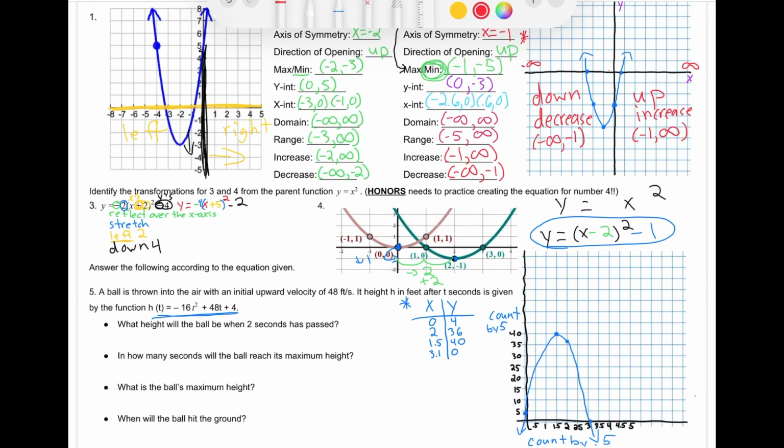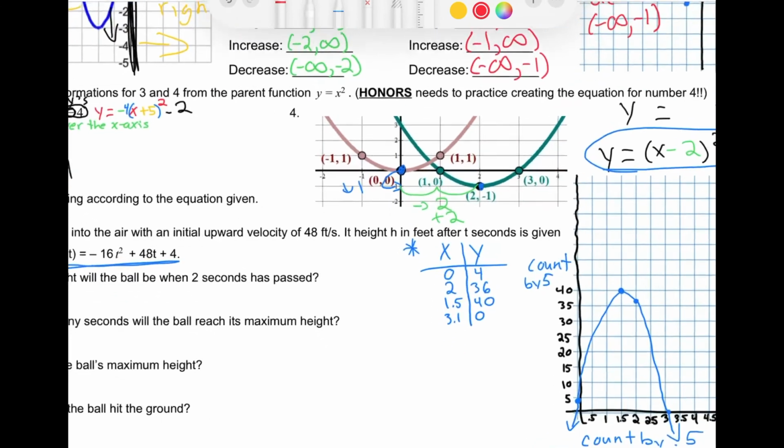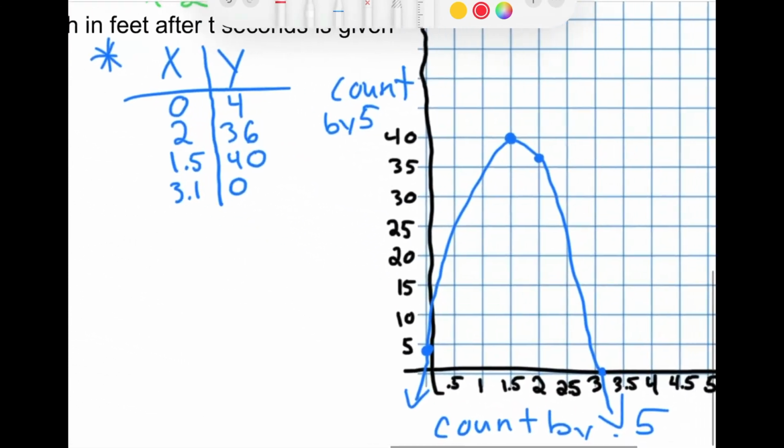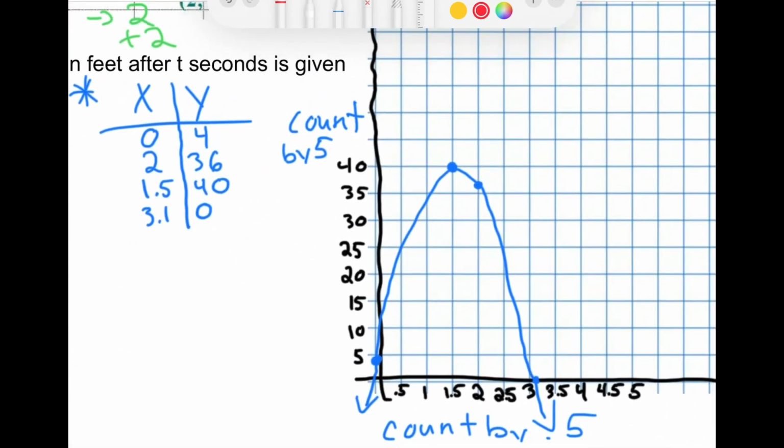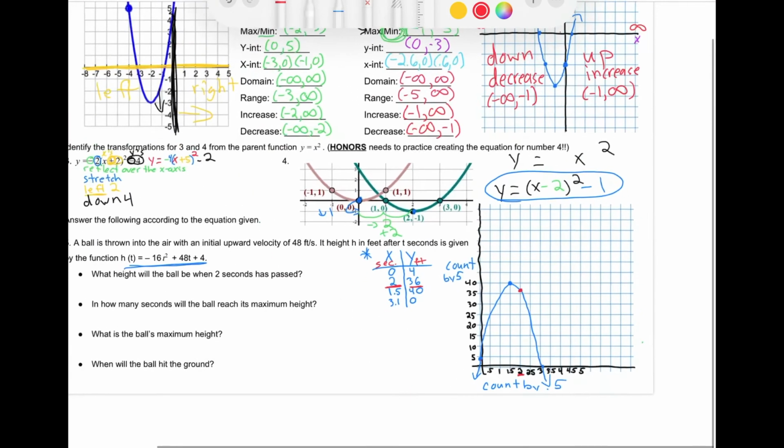So if it follows this trend that is shown in the graph, what height will the ball be when 2 seconds has passed? Well, again, 0 seconds, 4 feet above the ground. So 0 seconds is shown in our x values. Our 4 feet is our y values. So at 2 seconds, we are at 36 feet.